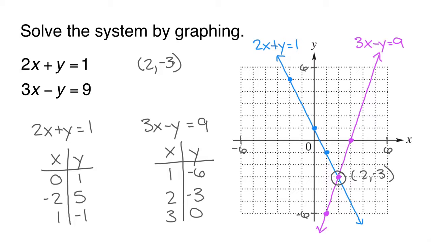So let's check. In our first equation, if we substitute these values in, we'd have 2 times 2, which is 4, plus negative 3, which is 1, equals 1. That checks out. And then for our second equation, 3x minus y equals 9, we did already find that the point 2, negative 3 satisfies this equation. But let's just verify again. 3 times 2 is 6, minus negative 3 is plus 3, 6 plus 3 is 9. So this solution does check, and the solution set is the set containing the ordered pair 2, negative 3.